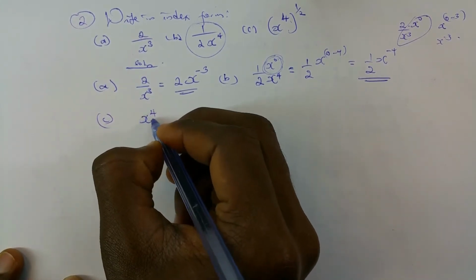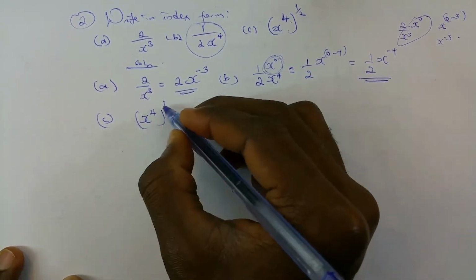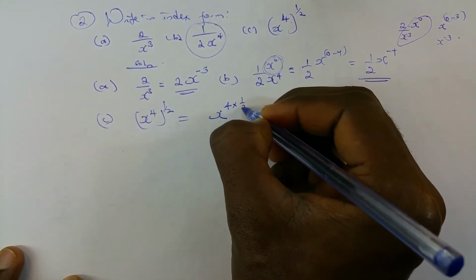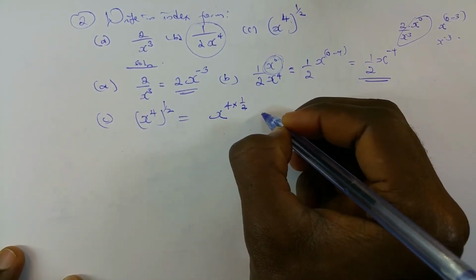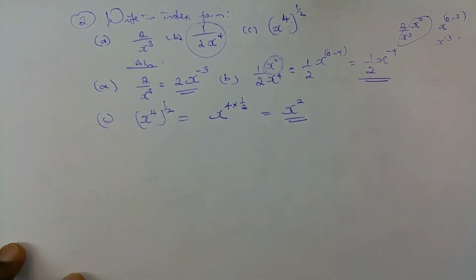Now we go to the next one, which is C, x to power 4 to power half. I told you if you have a base raised to a power, and then raised to another power, you simply multiply the powers. 4 times a half is 2, so we have x to power 2. So we have simplified that. Let's go to the next set of numbers.